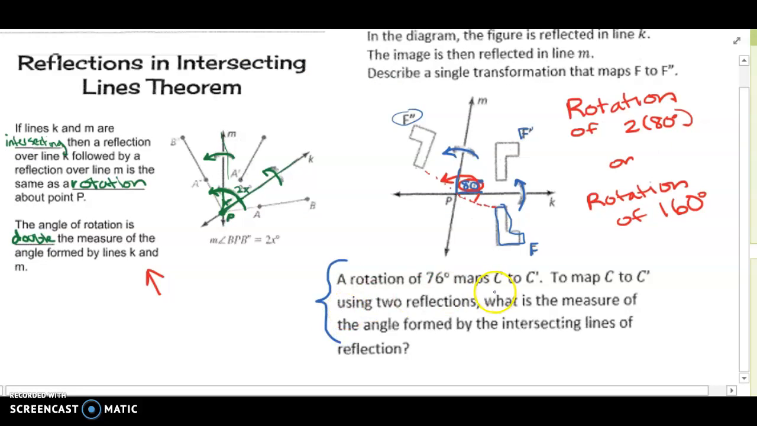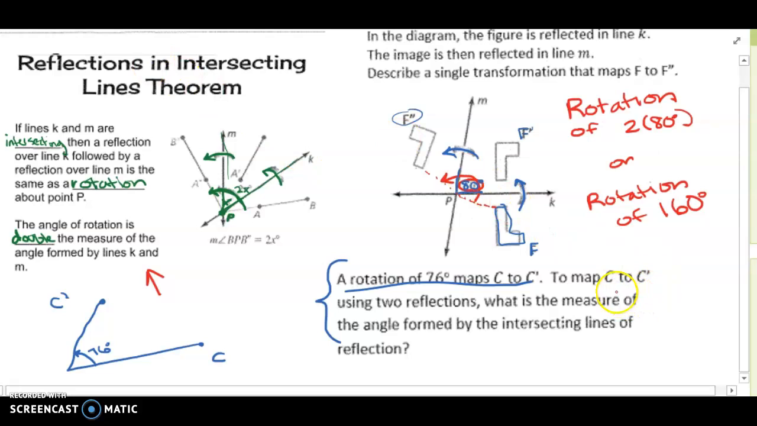All right, let's look at this last example here. Now this is on the right-hand side on your foldable. So it says a rotation of 76 degrees maps C to C prime. So if my C is here, my C prime is right here, and let's just say this is a rotation of 76 degrees, okay? So I just drew a picture of that.